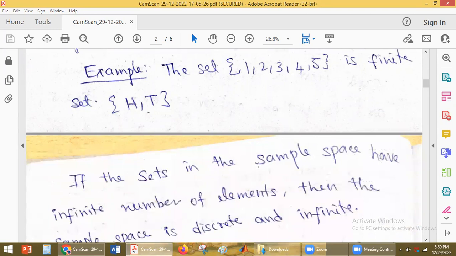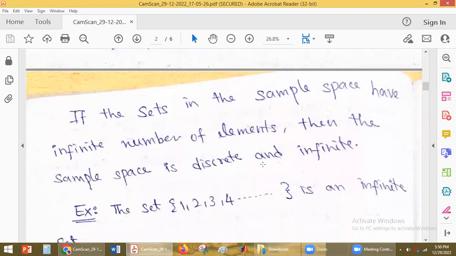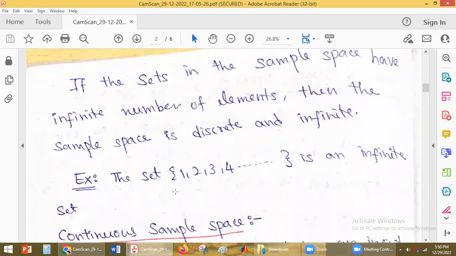In the case of a discrete and infinite sample space, we will have a countable number of values, but the number of values is infinite. For example, selecting a natural number. So the set has the values 1, 2, 3, 4, 5, and so on like this. So it has an infinite number of values, whereas it has discrete values. So it is called a discrete and infinite sample space.